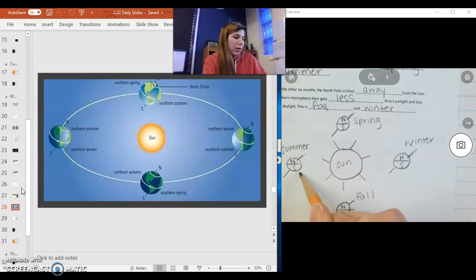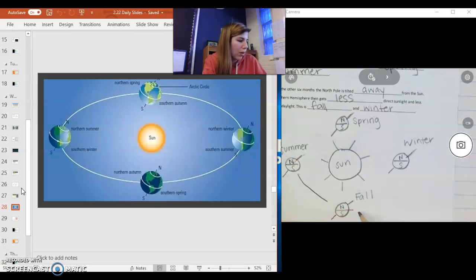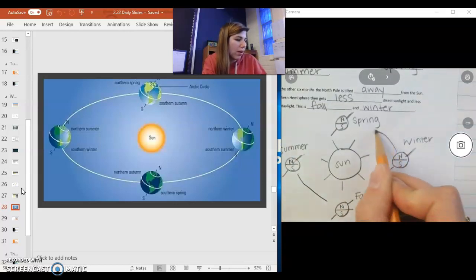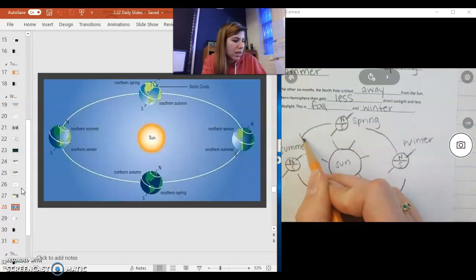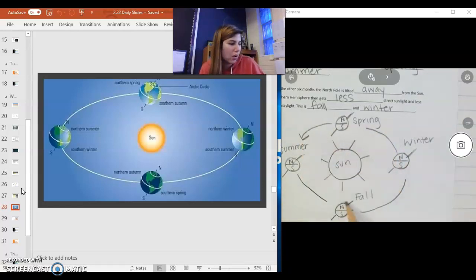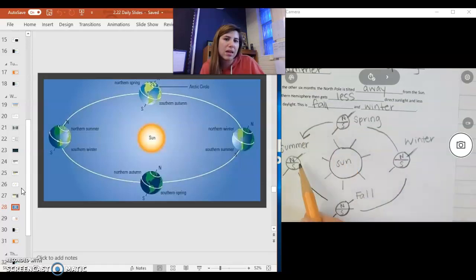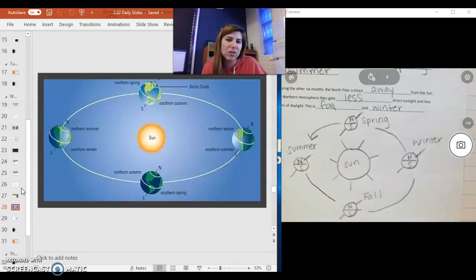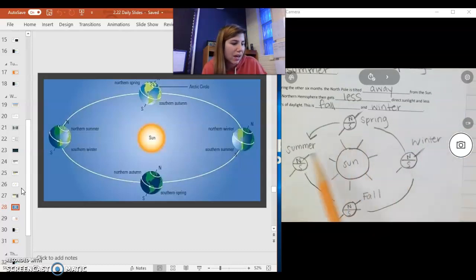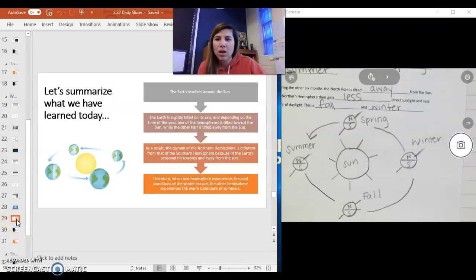And we can even draw our orbit to represent, remember, Earth is always orbiting or revolving around the sun. And so these are some of the different locations and the different seasons we would experience in each of those locations. And it's all connected back to the tilt of the axis and the tilt of the Earth. So are we tilting toward the sun and receiving direct sunlight, or tilting away from the sun and not receiving direct sunlight?